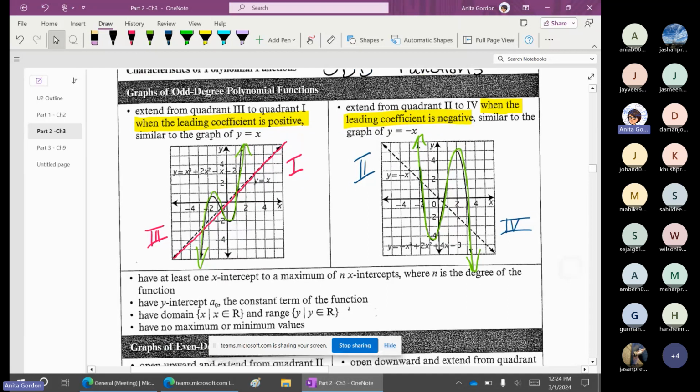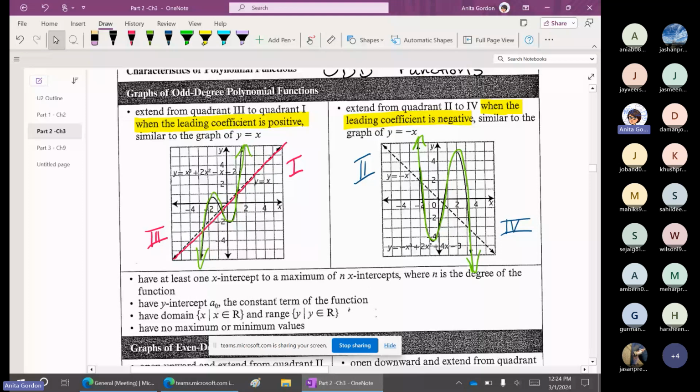The other thing we need to notice is that all of them will have a minimum of 1 x-intercept, because the range and the domain for odd polynomials is going to be all reals. We can put a cube on anything. So that means it extends down and to the left forever, up and to the right forever. So all reals for the domain and the range. So that means we have to cross a horizontal line at least once at some point.